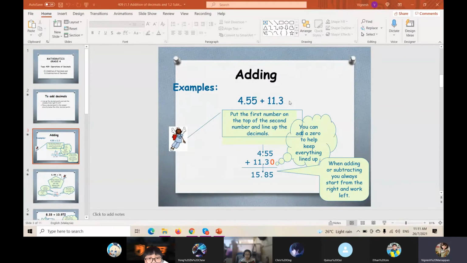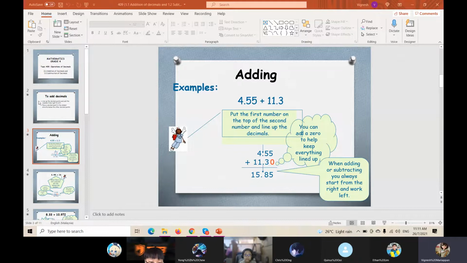So how do we add the numbers? First, put the first number on the top. What number have I put on the top here? 4.55. Yes, very good. So I have put the first number on the top, which is 4.55, and then the second number I will put in the second place here: 11.3.